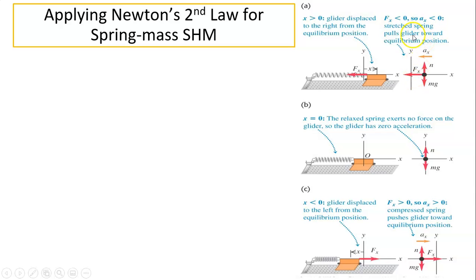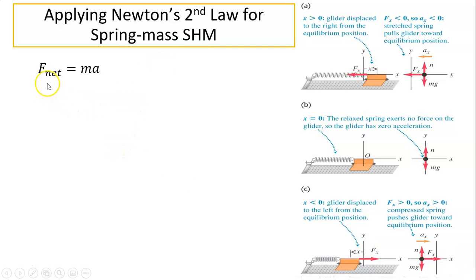Fx and x are always in the opposite direction. When x is positive, Fx is negative. At the equilibrium position, there is no Fx because the spring is neither stretched nor compressed. Normal force and mg cancel out. Net force equals 0. When the spring is compressed, x is negative and Fx is positive. Again, Fx is just the net force.